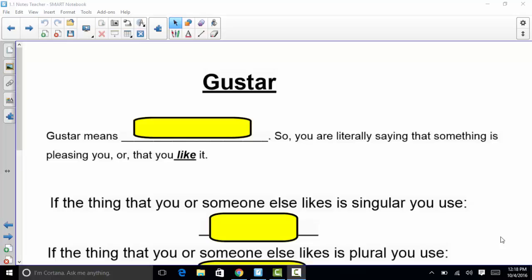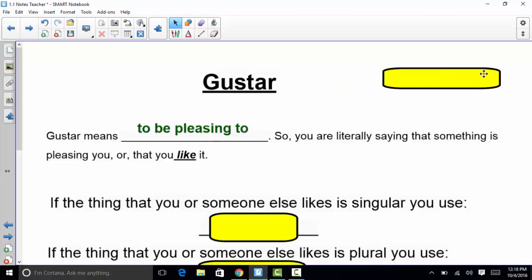Okay, so starting off, gustar actually means to be pleasing to. So when we use this in Spanish, we are literally saying that something is pleasing us, or to simplify, we're saying that we like it. But the verb literally means to be pleasing to.